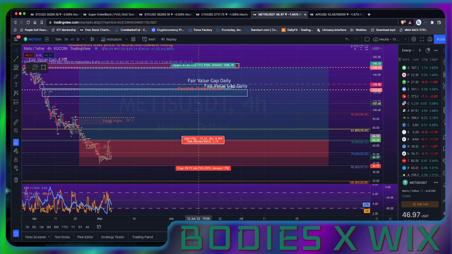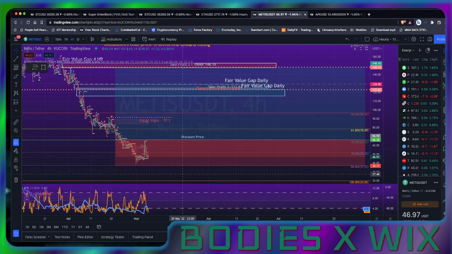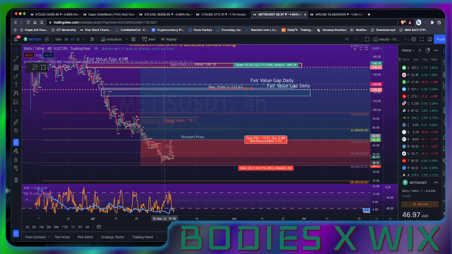Okay, so METISDAO still, it looks like it's made its low, I think, which is somewhere near $40. And hopefully right now it's at like $46.97, about $47, nearly 50. Hopefully we can get this thing going upwards.